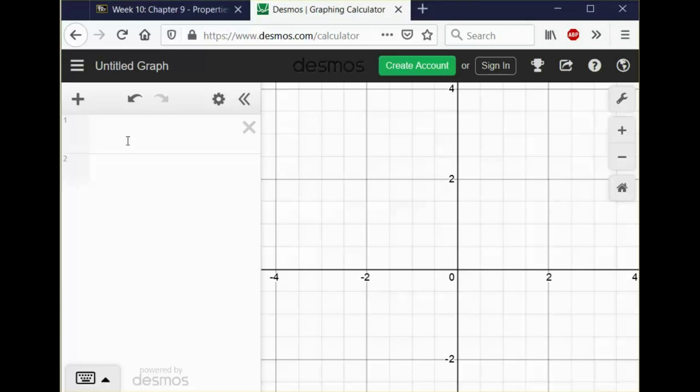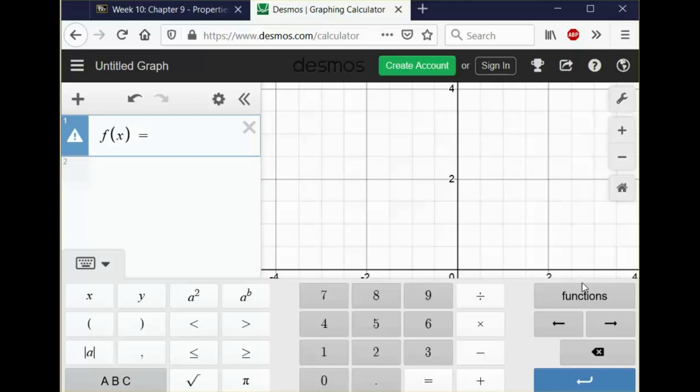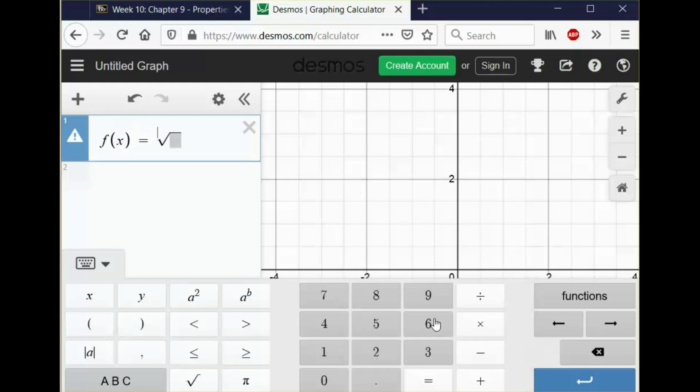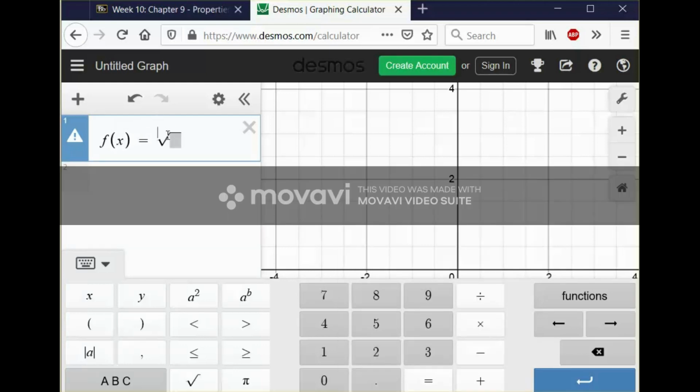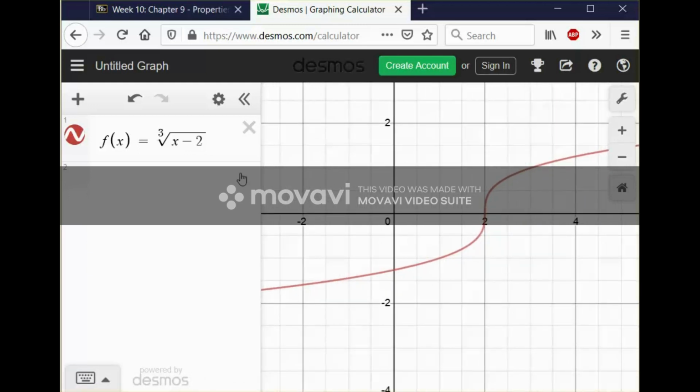So to graph f of x equals the cubed root, now I need the cubed root, so I'm going to go to this keypad, and then over here to the functions menu, and then to miscellaneous, and here it is. This is the nth root. So I get to call it the cubed root or the fourth root or whatever I want, and I needed x minus 2 for this graph. So then you can see the graph from there.